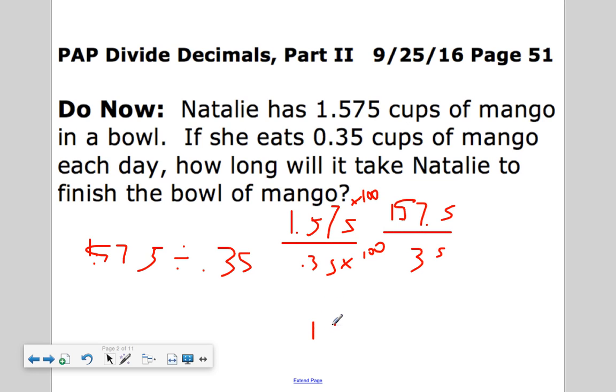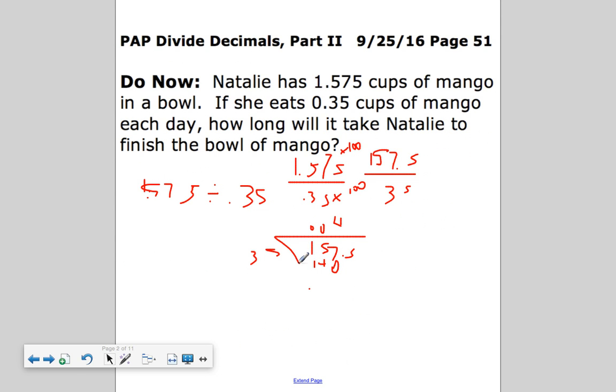It is time to divide this. 157 and 5/10 is broken into groups of 35. Can 35 go into 1? No. Can 35 go into 15? No. How many groups of 35 go into 157? I believe 4 times. That would be 140. So 157 minus 140 is 17. I bring down the 5. Don't forget the decimal.